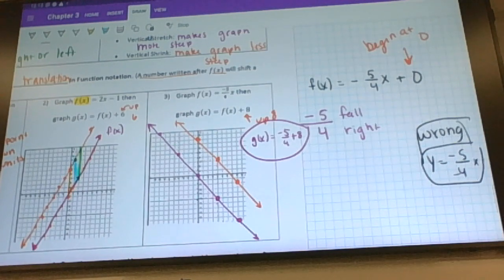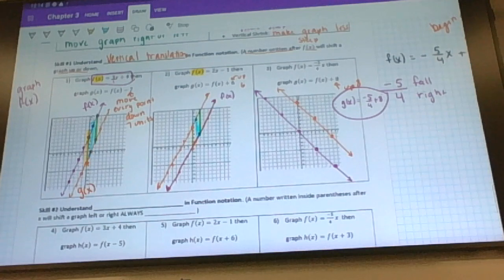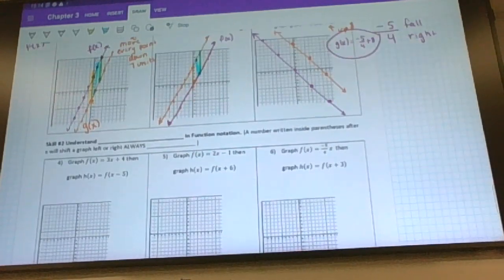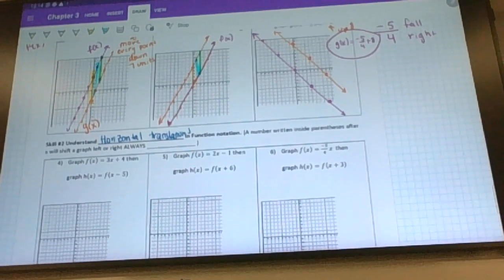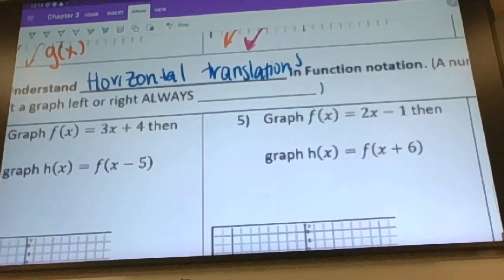Okay, are we ready? So the next section is about moving things left and right. Up and down is the easiest one. Left and right gets a little more confusing. So skill number 2 is understanding horizontal translations. A number written inside the parentheses after x will shift the graph left and right. Man, this is important. It's always opposite.